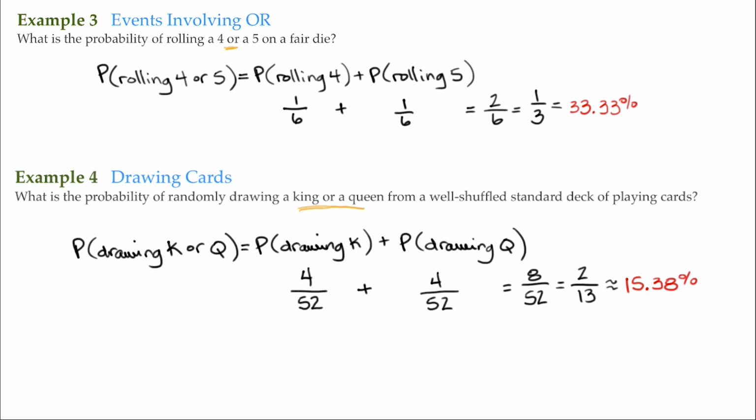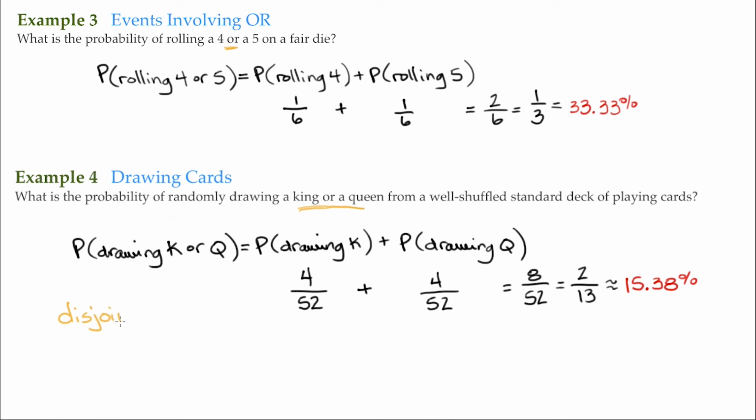Now, if we notice something about these examples here, the probability of rolling a 4 or the probability of rolling a 5 or any successive rolls of a die, none of these can occur at the same time. In other words, I can't roll a 4 and a 5 simultaneously. The same goes for this example down here. When I draw a card, if I want to know the probability of drawing a king or a queen, I can't get a king or queen simultaneously on the same card. So these types of events are known as disjoint events. I'm just going to write it right here.